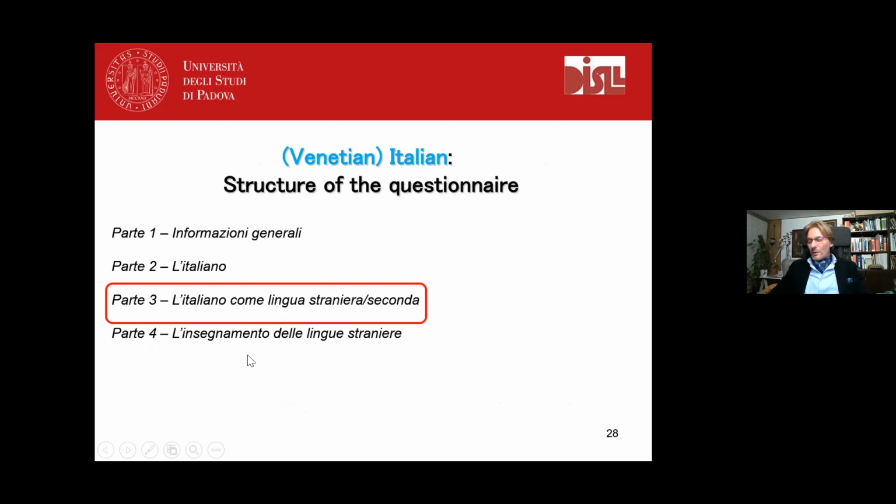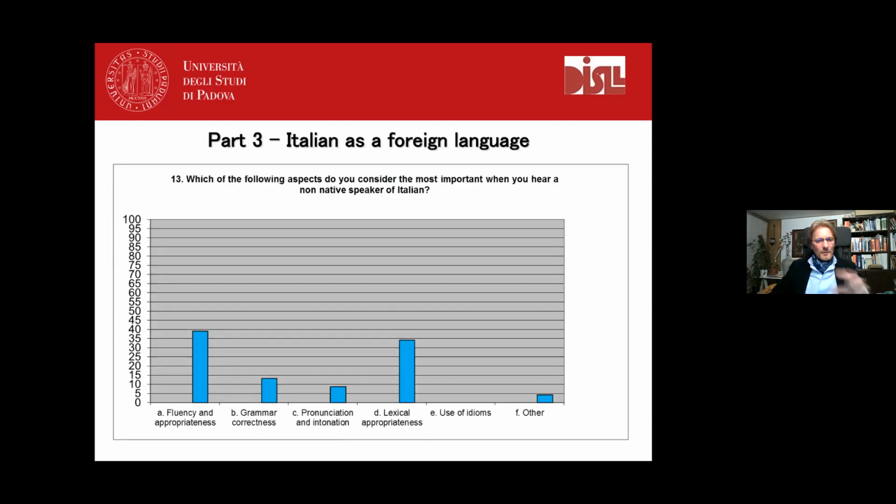Moving on to Italian. The structure of the questionnaire here was a bit different from the previous two, but still there was a part devoted to Italian as it is taught as a foreign or as a second language, and that was part 3 in particular. And these are the questions and the relative answers.